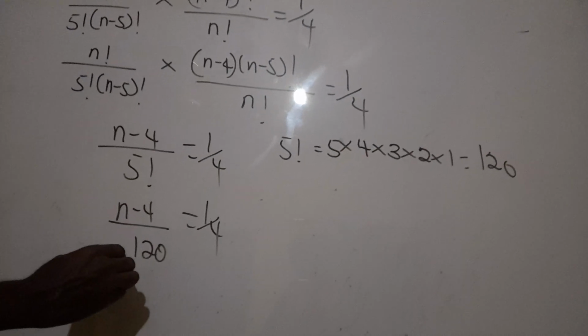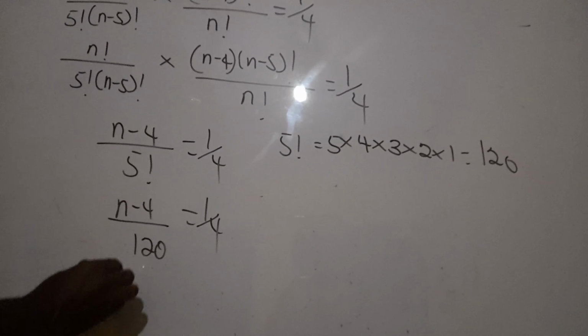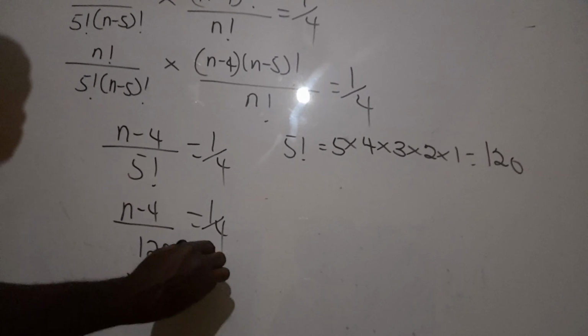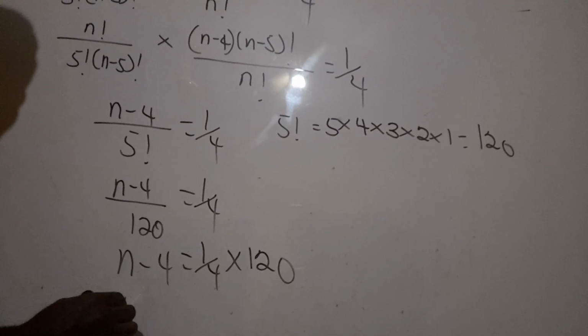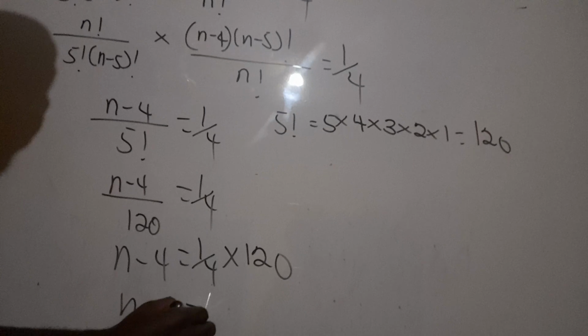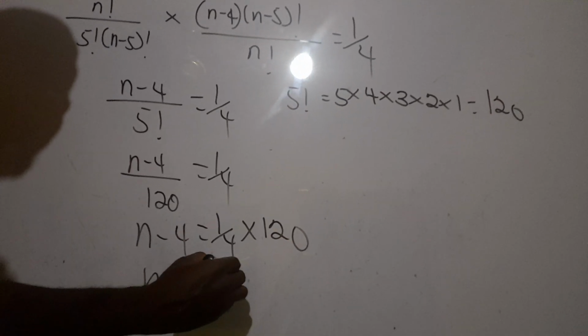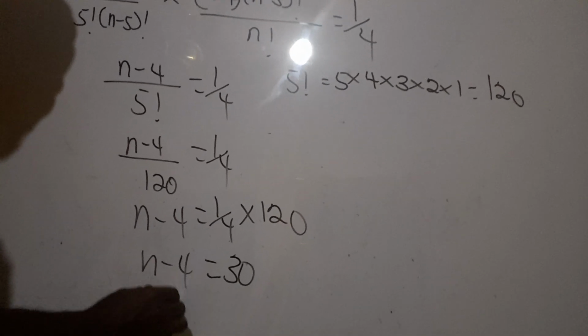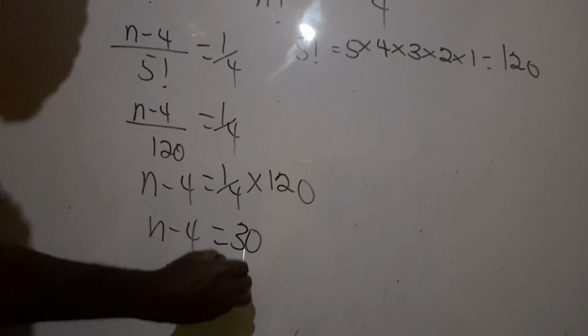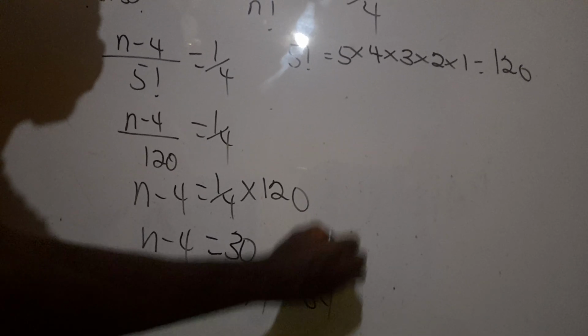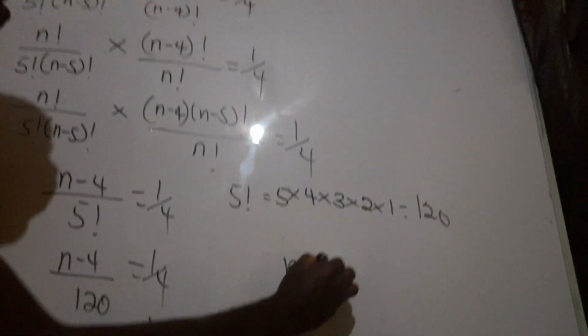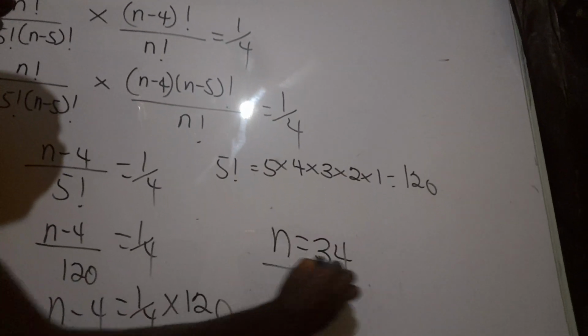We cross multiply, then we can say n minus 4 will be equal to 1/4 times 120. Our n minus 4, 1/4 of 120 will be 30, and our n will be equal to 30 plus 4, and that will be equal to 34. So we can say our n is equal to 34.